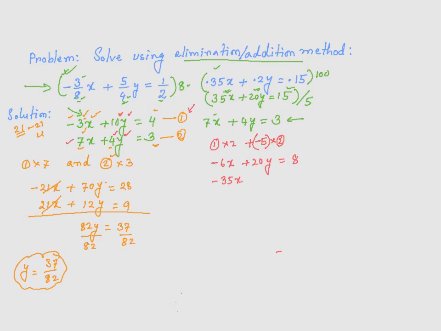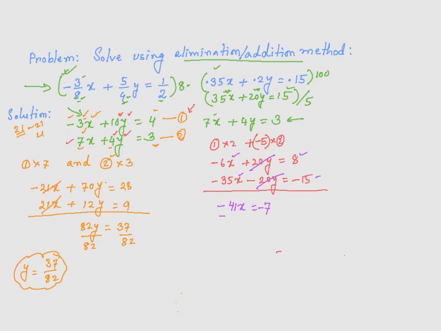x minus 20y is equal to negative 15. Now I am going to add these two equations. If I add them, I get the following. Positive 20y, negative 20y is going to cancel out. Negative 6x minus 35x is negative 41x, is equal to 8 minus 15, which is negative 7.